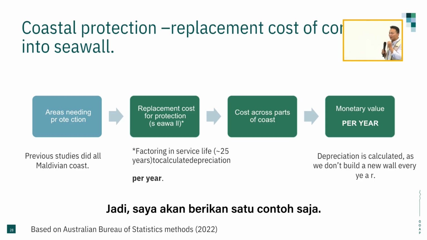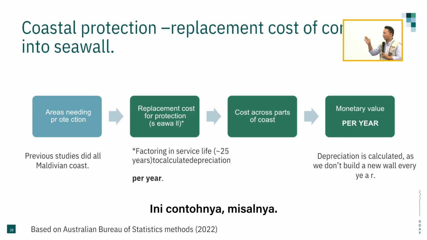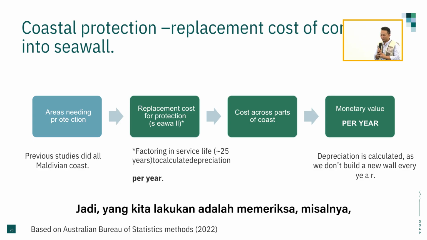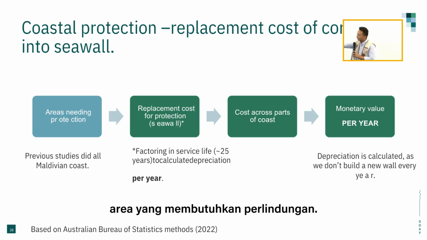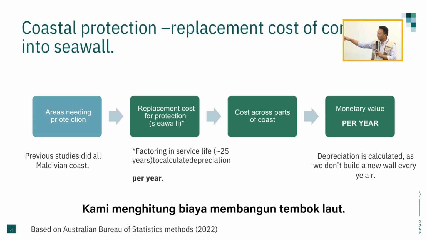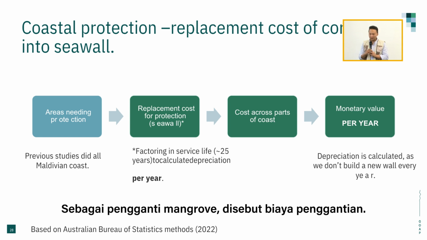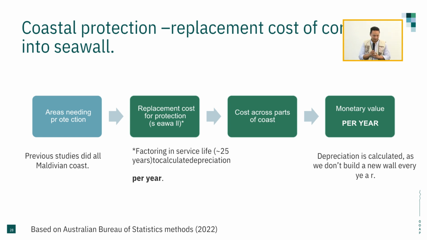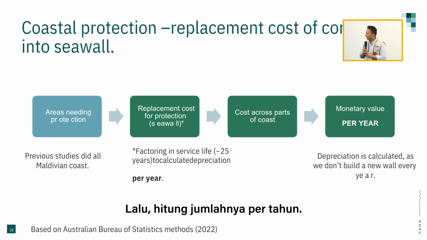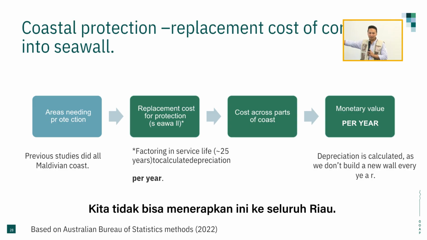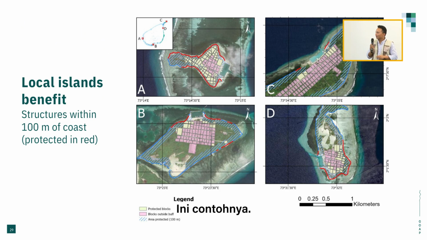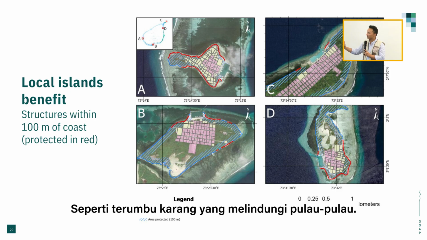So, I'm going to give you just one example, and this is for mangrove and coastal protection. So what we do is we look at, for example, the areas that need protection. We look at the cost to build a seawall instead of the mangrove, called replacement cost. And then we look at how many areas of the coast, and then calculate the amount per year. So you can see here, we have to look at the specific coastline. We can't apply this to all of Riau. Yeah?